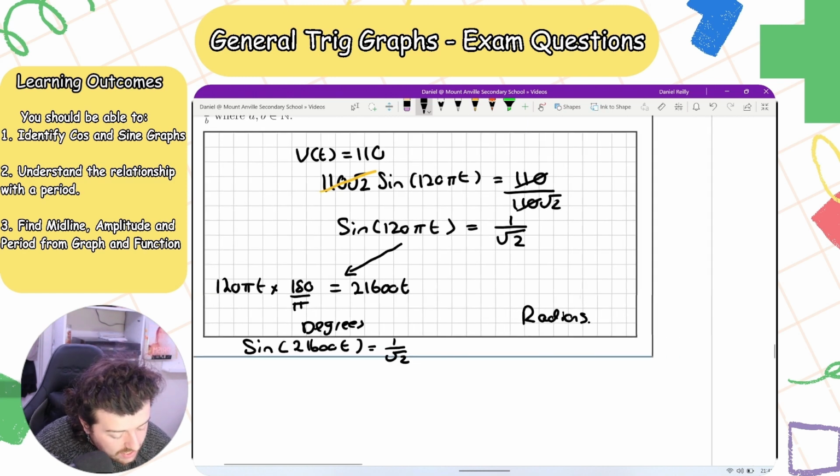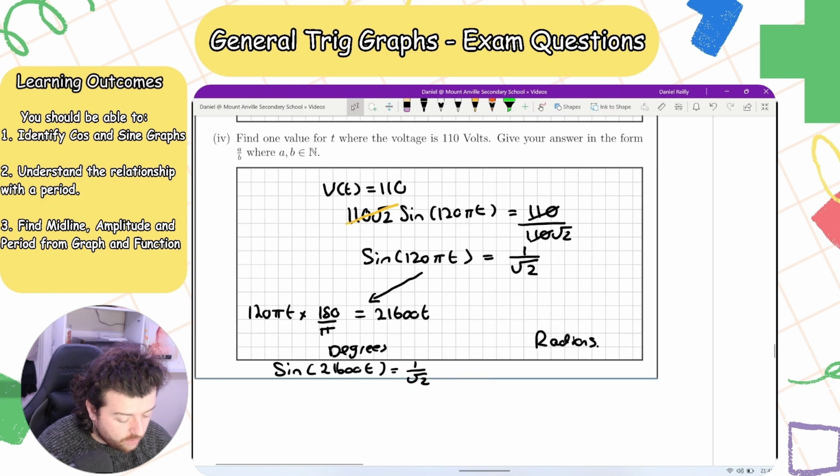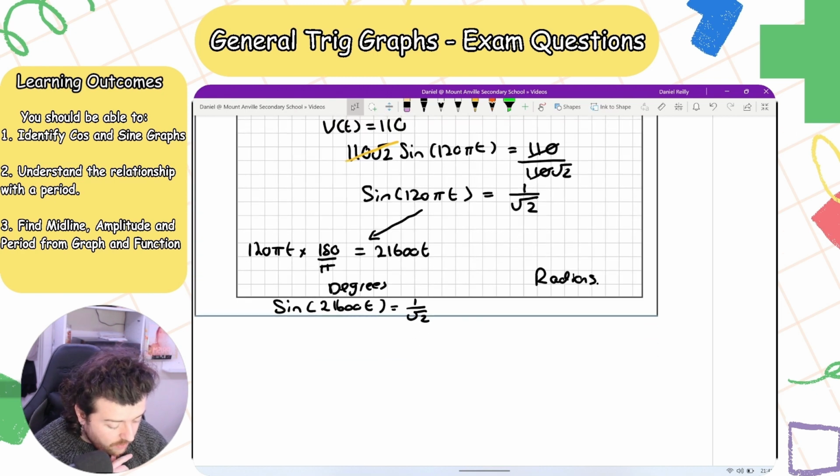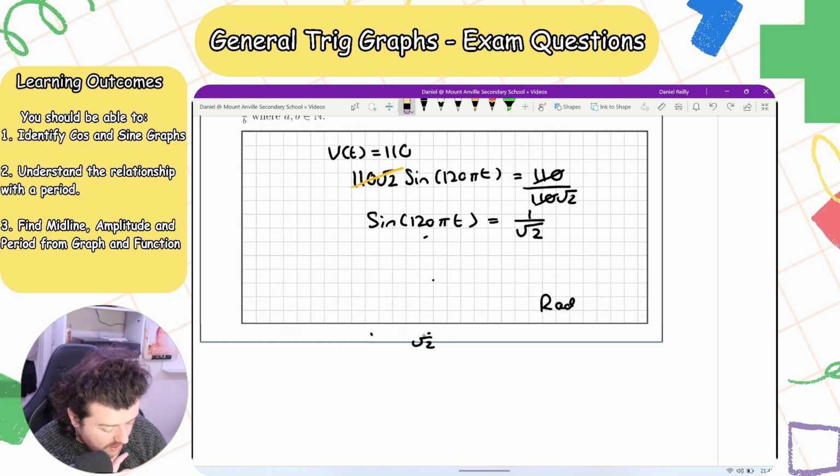It's just asking here for one value for t, where the voltage is 110. So it's not even a proper full-on trig equation. It's only asking for one value of t. So honestly, we didn't really need to convert to degrees there. I was just being pedantic. We only need to find one value, and how we could do that is by finding the inverse.